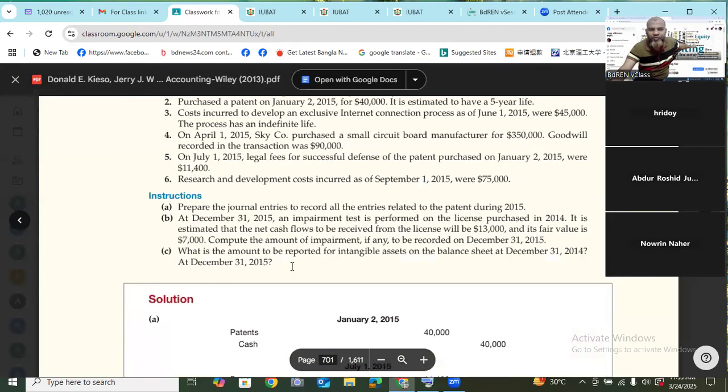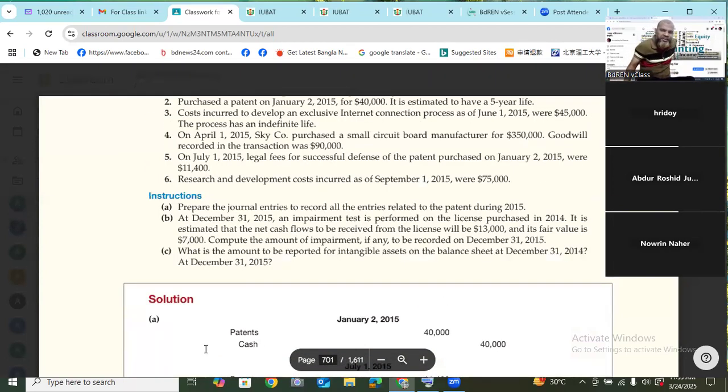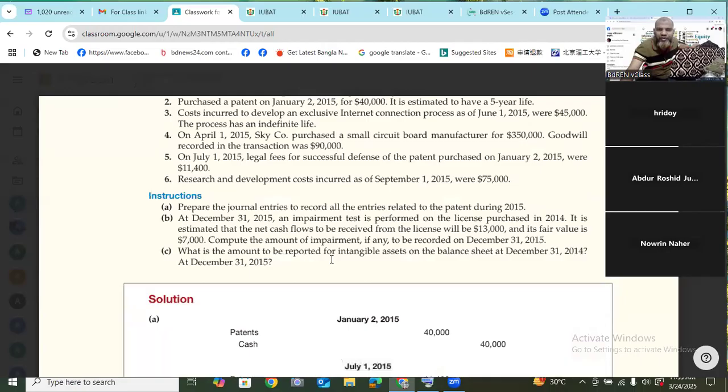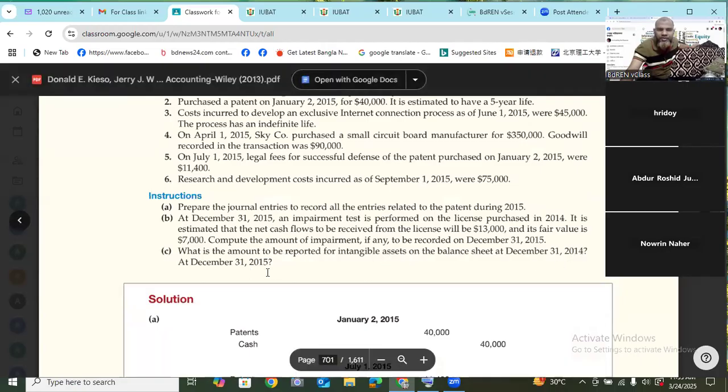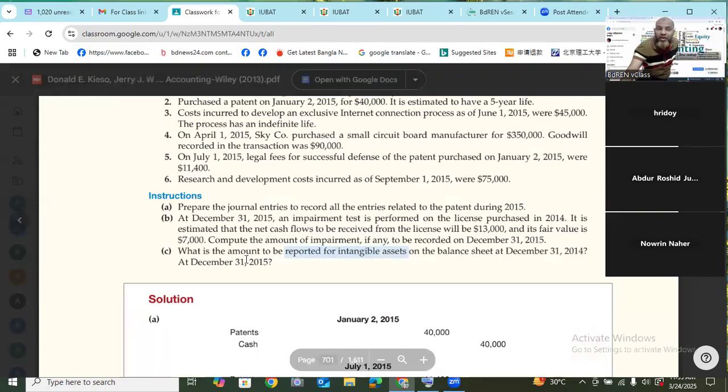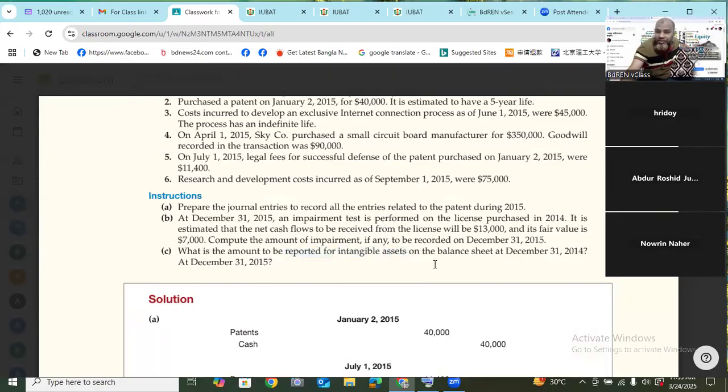What is the amount to be reported for intangible assets on the balance sheet at December 31st, 2015?